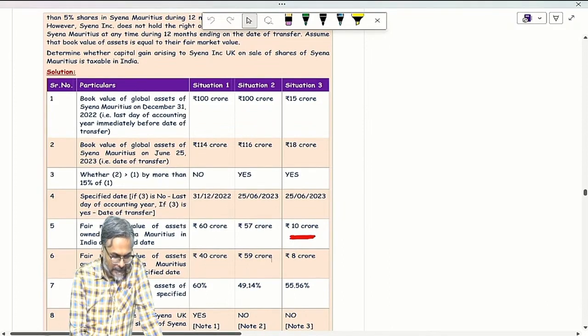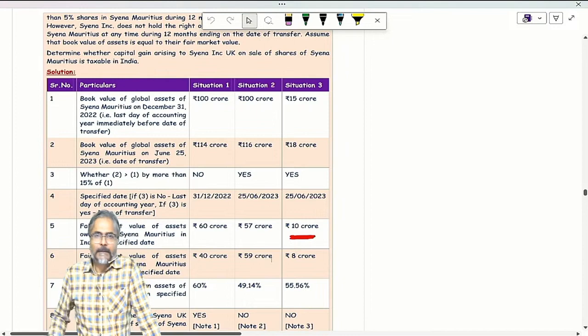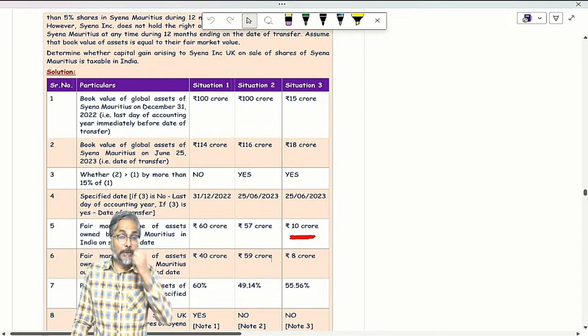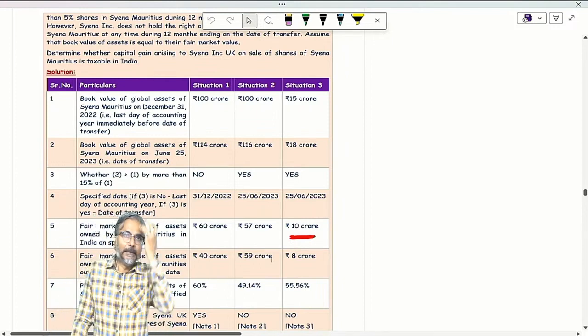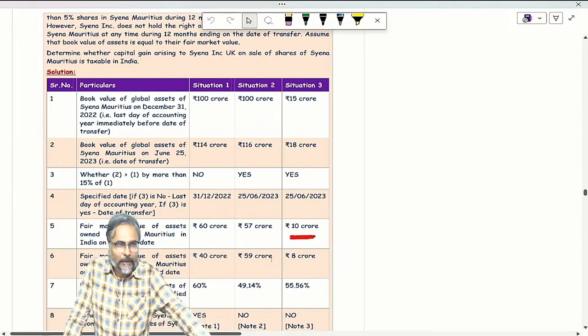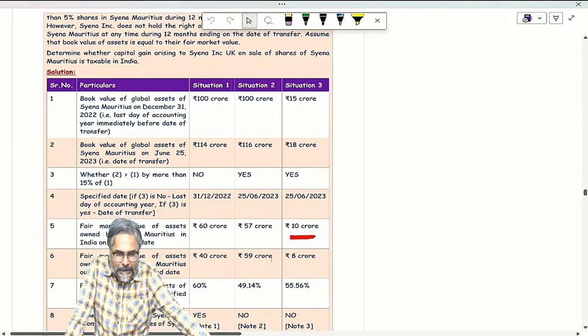So just again coming back, ICAI just released the module to students three days back, and the non-resident taxation module is out.